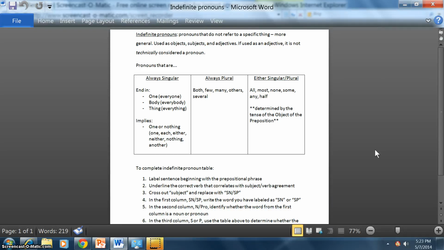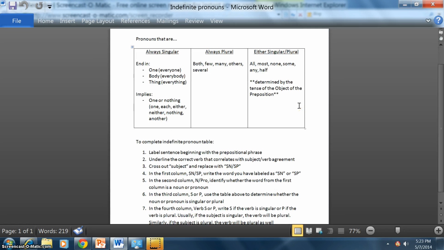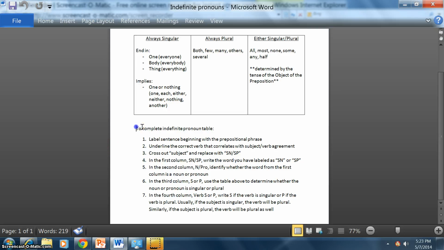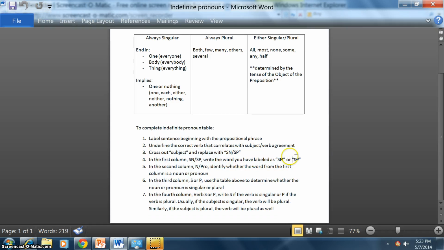This is determined by the object of the preposition, which is going to help you discover whether that is going to be singular or plural when you're completing the table. These steps are going to be provided to you, and they tell you that you need to first label a sentence beginning with the prepositional phrase.